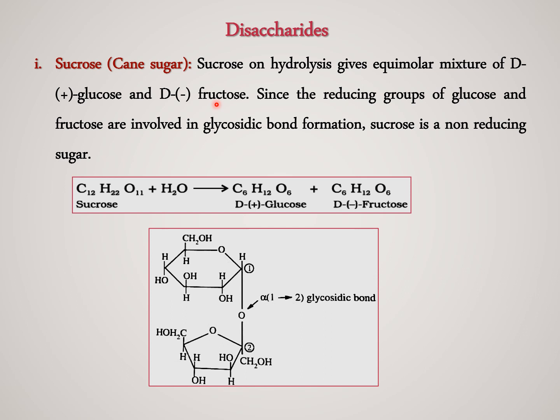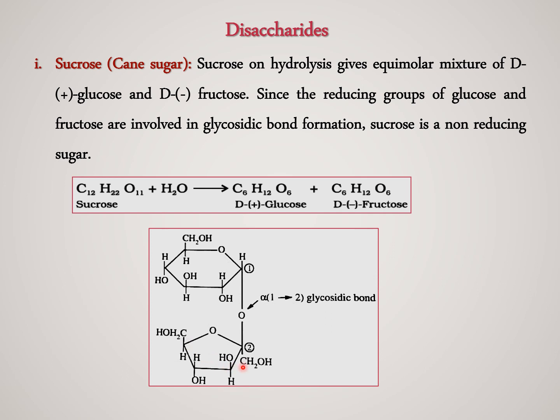That is very, very important. Fructose is in the beta configuration. So therefore, we have carbon number 1 of glucose linked to carbon number 2 of fructose through an alpha-1,2 glycosidic bond. If you remember, this is the Haworth structure of glucose, the 6-membered ring. This is the Haworth structure of fructose, the 5-membered ring.